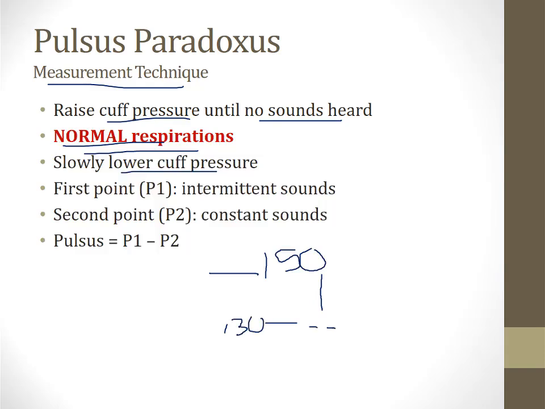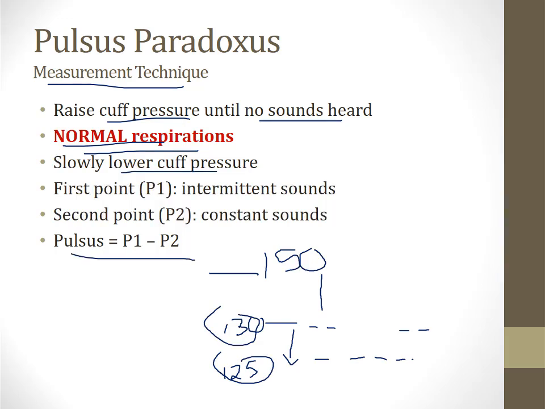You will hear a bump, bump, and then no sounds, and then a bump, bump. What's happening here is that you are hearing sounds only during certain parts of the respiratory cycle. You then continue to lower the blood pressure cuff, and let's say you get down to 125, and you will hear sounds throughout the respiratory cycle. So bump, bump, bump, bump, bump. The difference between these 2 points, 125 and 130, is the pulsus paradoxus.